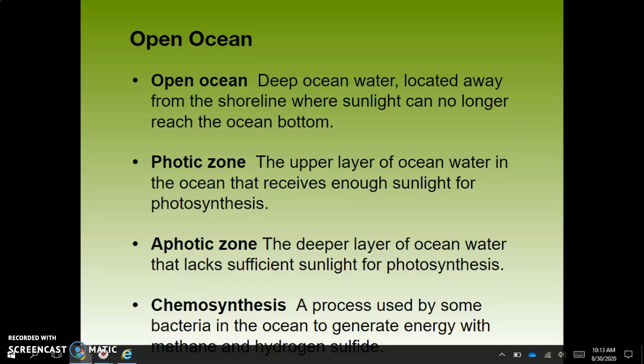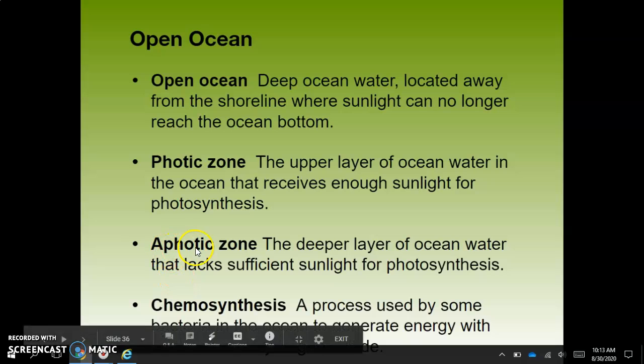Open ocean is deep ocean water located away from the shoreline where sunlight can no longer reach the ocean bottom. And just like our lakes, we do have different zones we need to be aware of. The photic zone is the upper layer of the ocean water that receives enough sunlight for photosynthesis. The aphotic zone is the deeper layer that lacks sufficient sunlight for photosynthesis. So a means without, photo means light, so this just means without light.